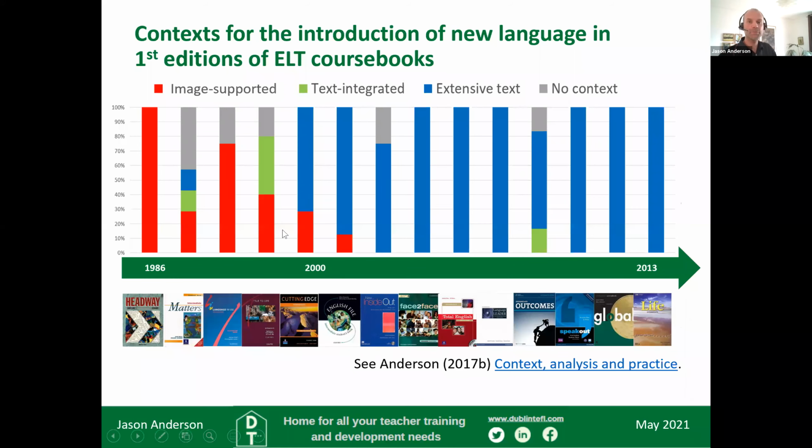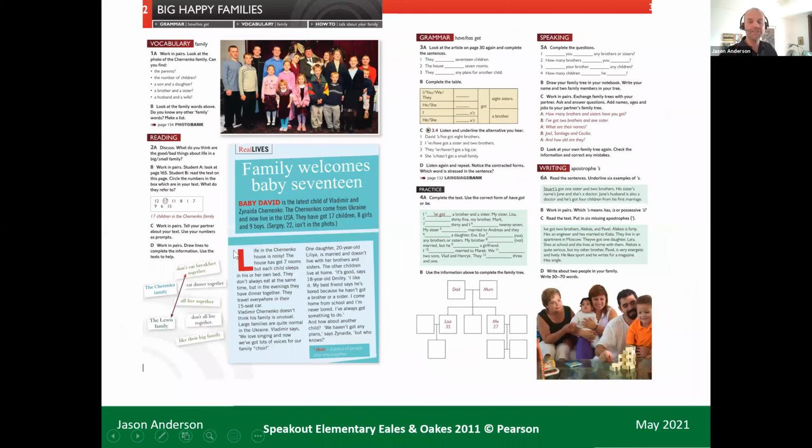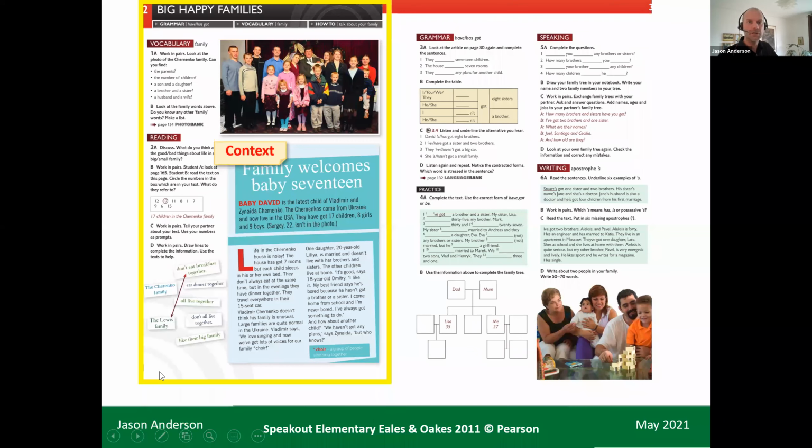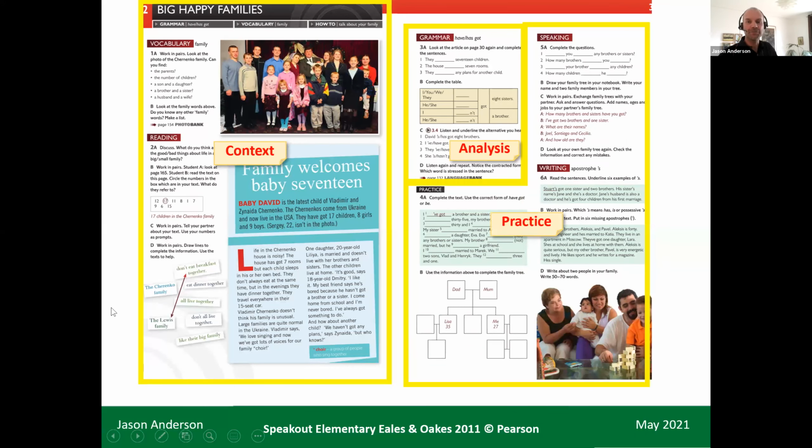So this is an important point that I think has been neglected. And let's have a look at some examples of this. Here's an example from an elementary course book. You've got your context at the start there. Then there's your grammar, your analysis, and there's your practice. And these are the 3 stages that we see over and over again in textbooks.